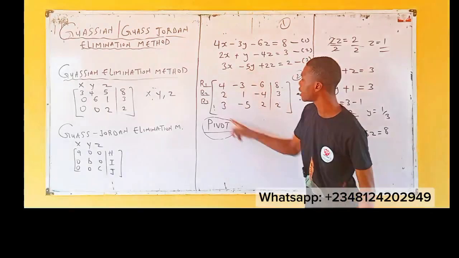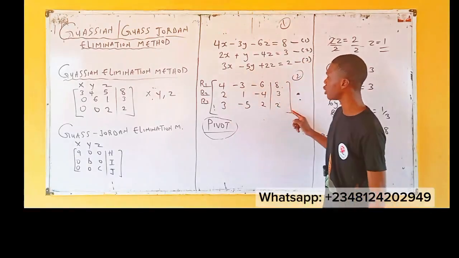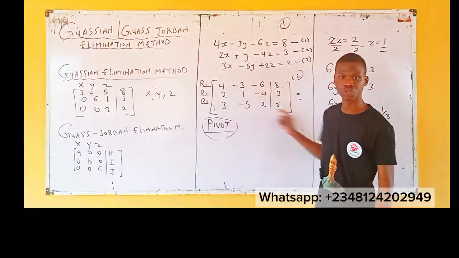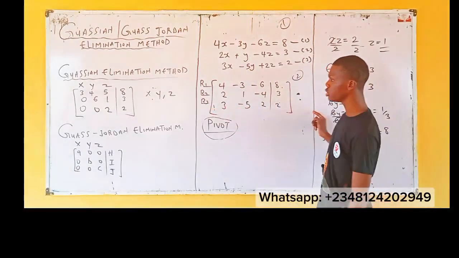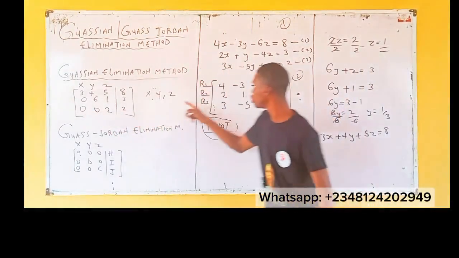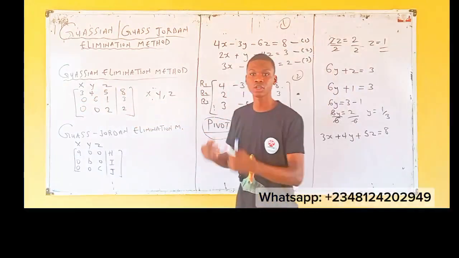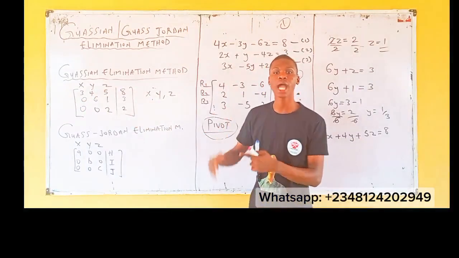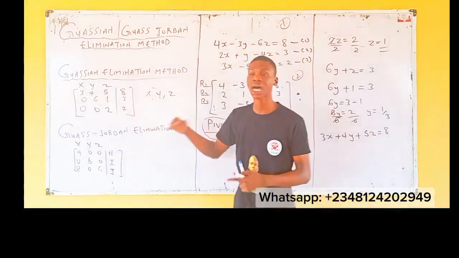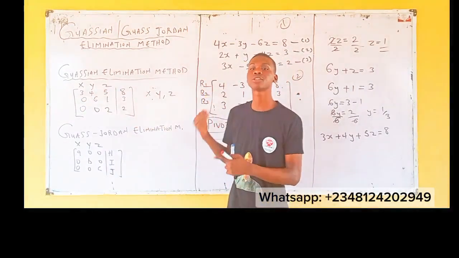Let's say this question now. You know, this is row 1, this is row 2, this is row 3. You've reduced row 3 to something like this. You've reduced row 2 to something like this. And you've reduced row 1. Meaning, you can estimate the value of X, Y, and Z from here. And that's what the Gaussian elimination method is saying.